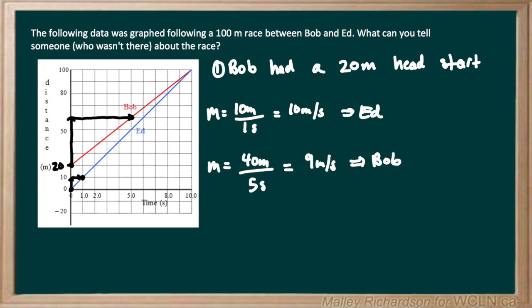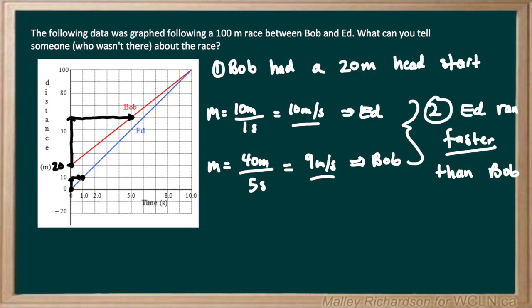So we can see that Ed ran 10 meters per second and Bob ran 8 meters per second. So using this information, we can say that Ed ran faster than Bob. Now let's look at the end of our graph. We can see that both Bob and Ed ended at the same position at the same time. So from this, we can say that Ed and Bob tied the race and finished at the same time.